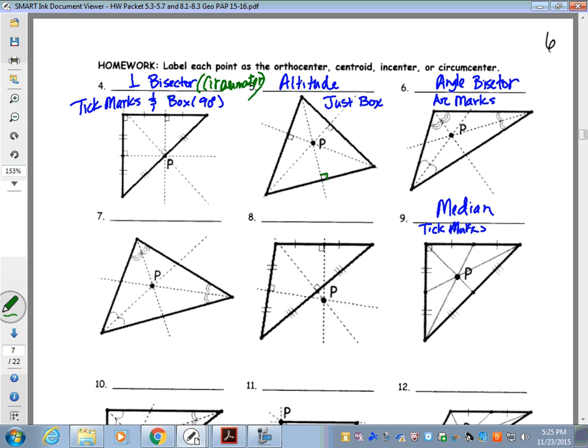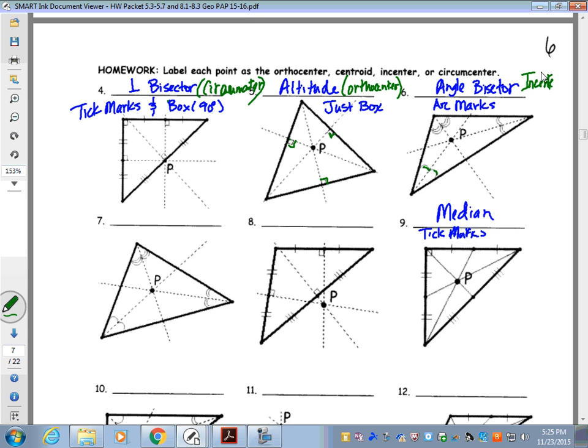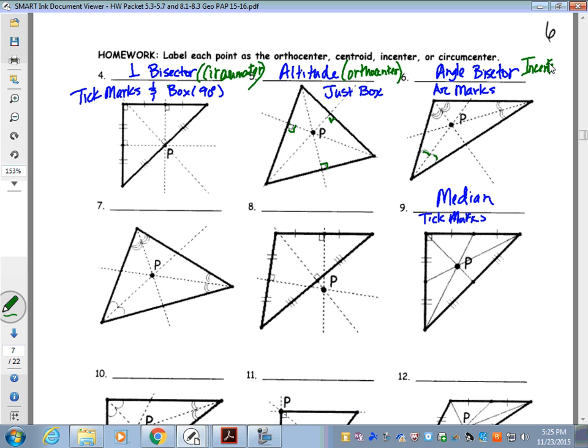Because now we only see the box, we know they're altitudes, so this would have to be an orthocenter, because the orthocenter is the intersection of the altitudes. Here we see only arcs as an angle bisector, so the answer is incenter, because that's the intersection of angle bisectors. And then the last one is an example. Here we only see tick marks to show we have midpoints. That means that's a median, so this is a centroid.